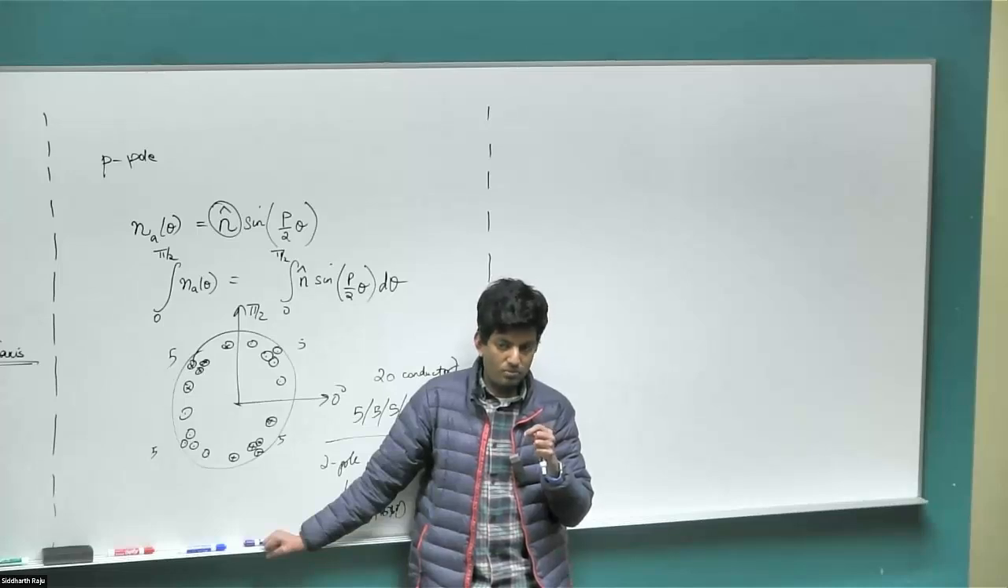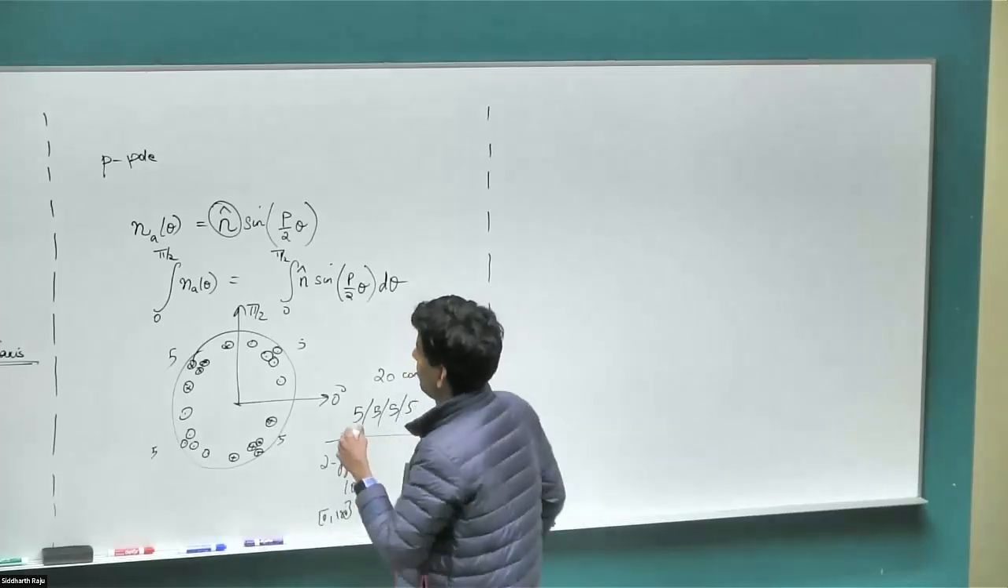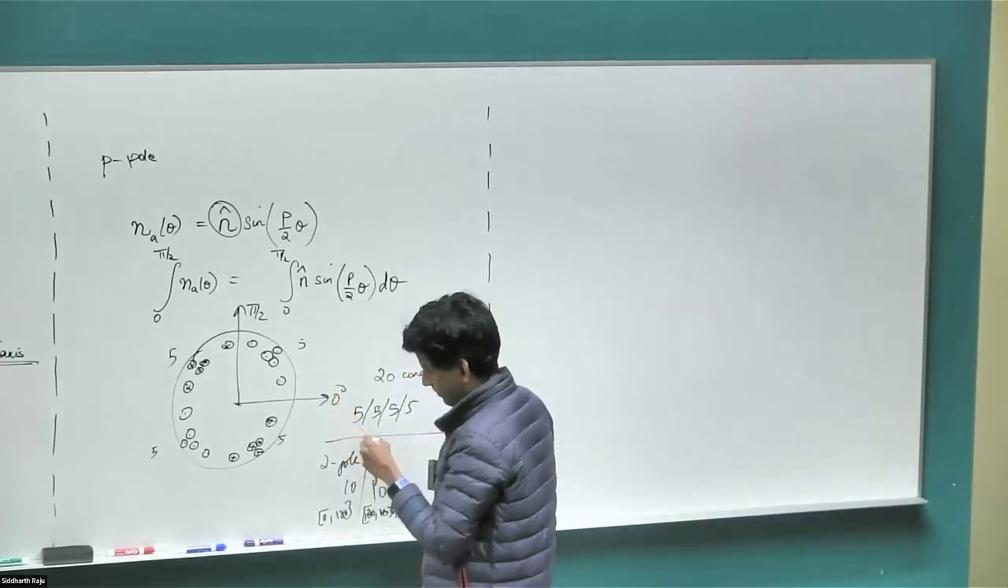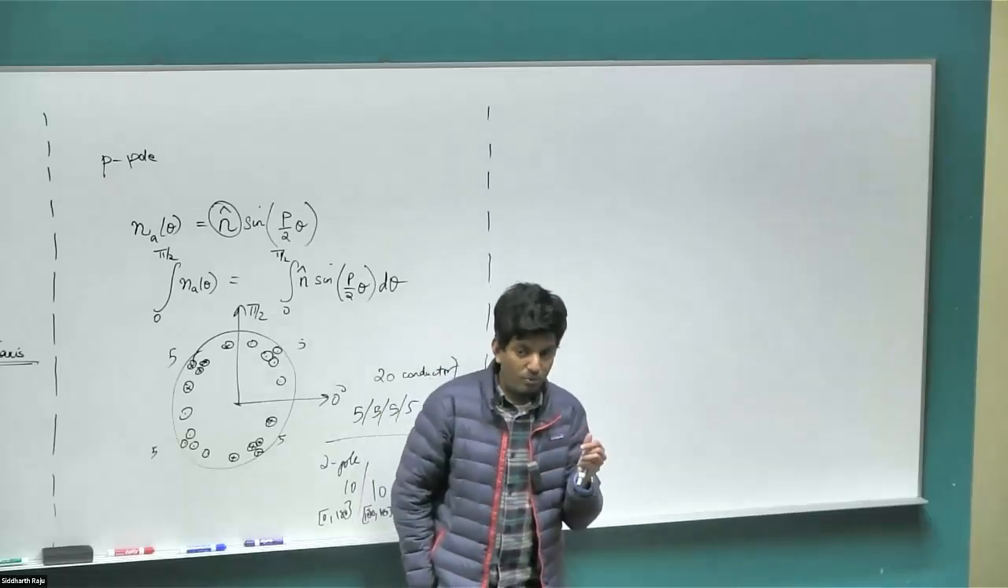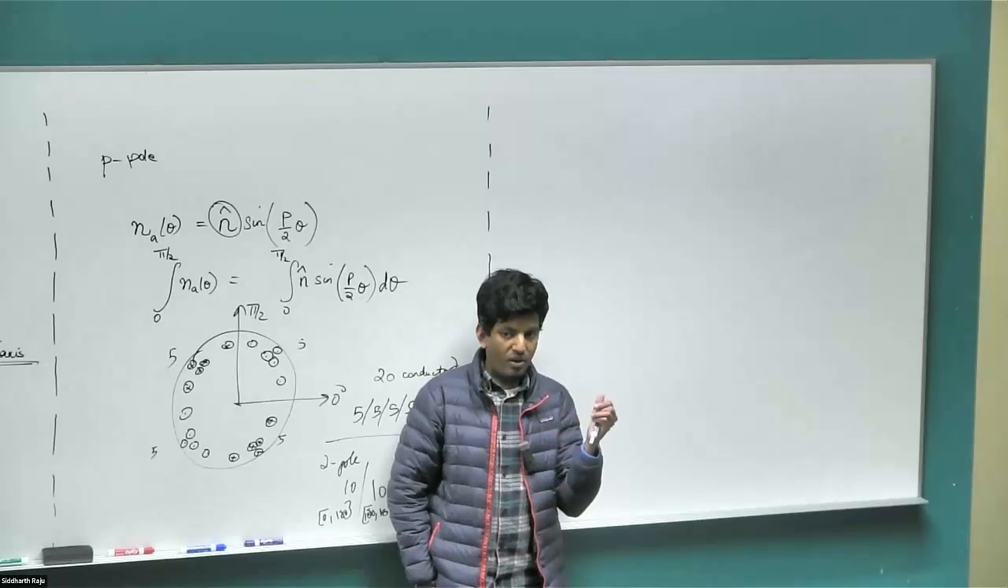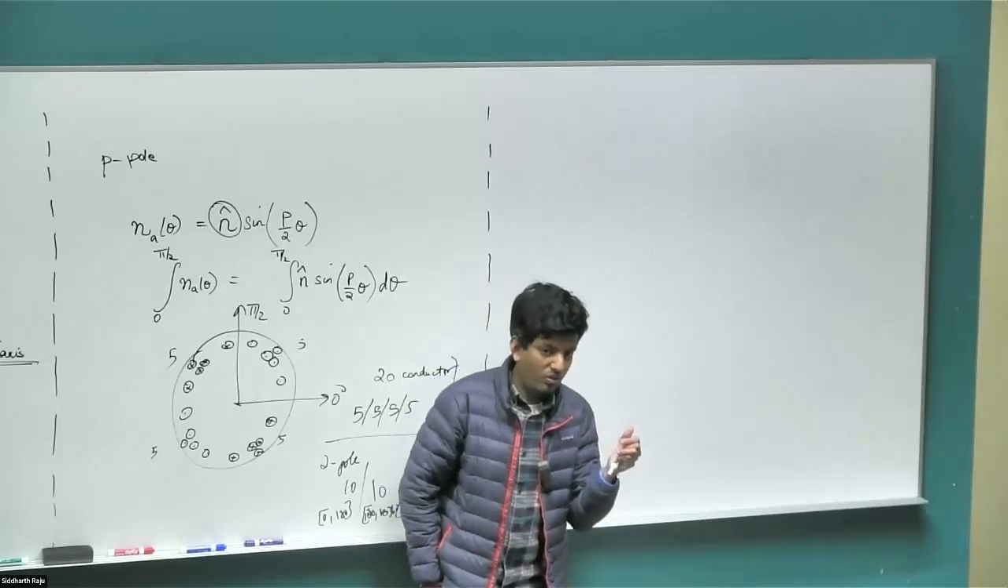What will be the value? Pi over t. Would it be pi over t? Oh, yeah. In a two-pole motor, what was it? 0 to pi, right? The range of integration. So pi over p would have given you pi by 2.